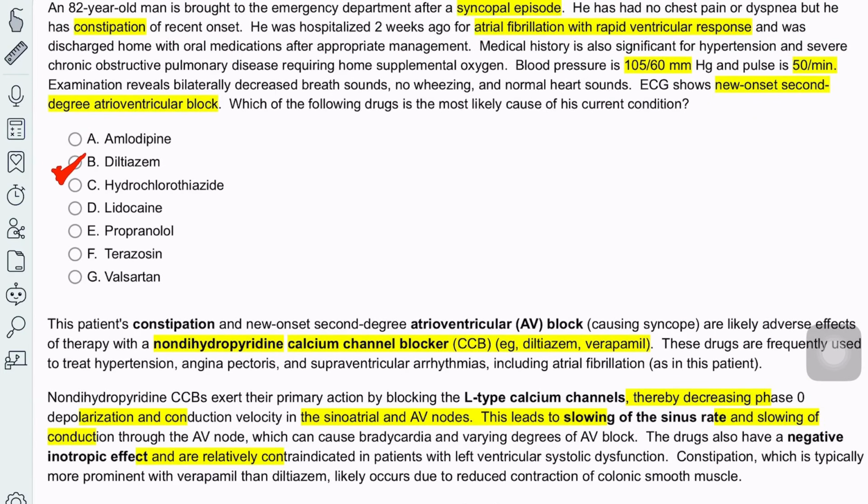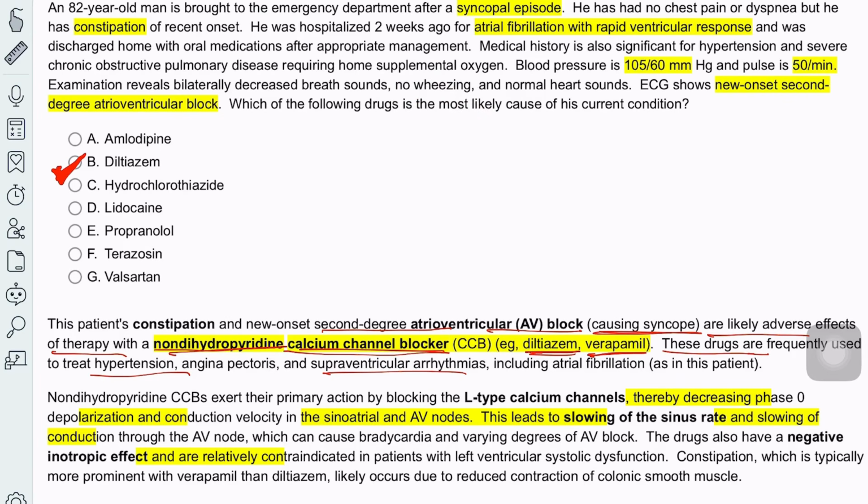The patient's constipation and new onset second degree AV block causing syncope are likely adverse effects of therapy with a non-dihydropyridine calcium channel blocker, for example diltiazem and verapamil. These drugs are frequently used to treat hypertension, angina and supraventricular arrhythmias including atrial fibrillation, as in this patient.